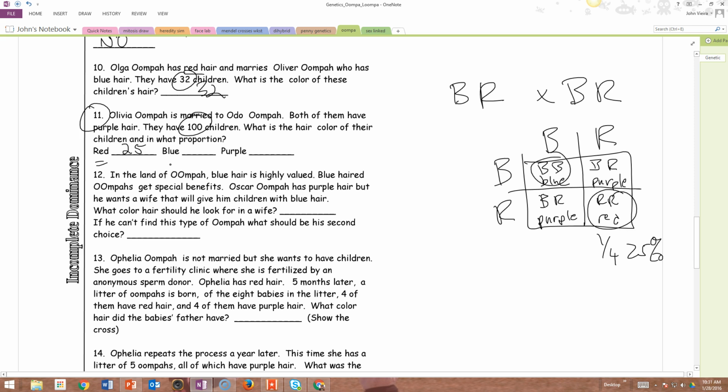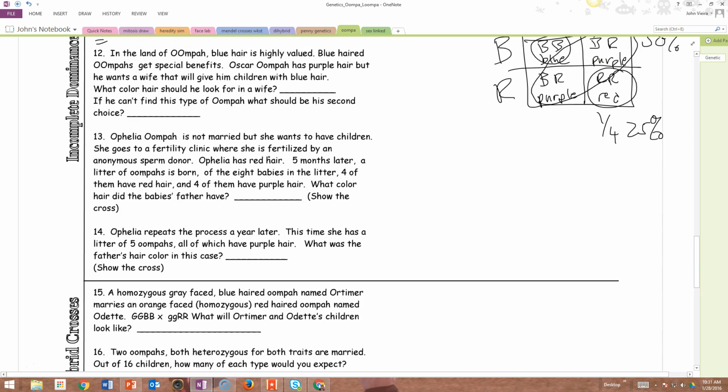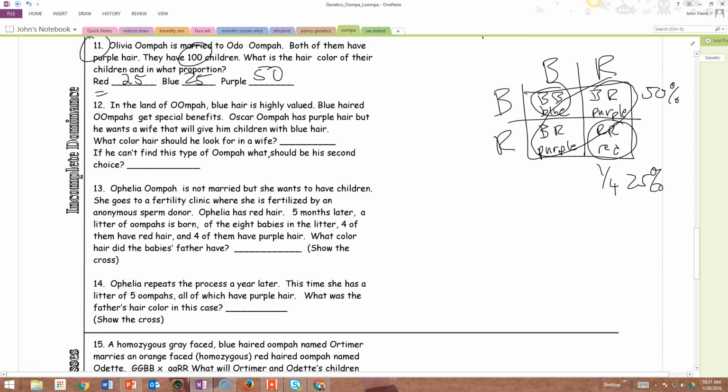Blue, same thing, 25%. Purple is 2 out of the 4 possibilities, or 50%. So if they had 100 children, you would assume that 50 of them should be purple-haired. But you saw from the Penny Lab before that that's not always the case. In the land of Oompa, having blue hair is good, right? They get special treatment.